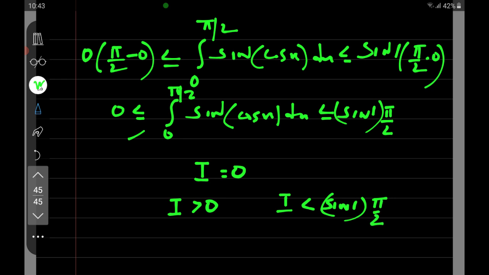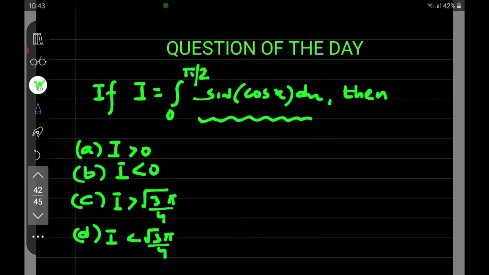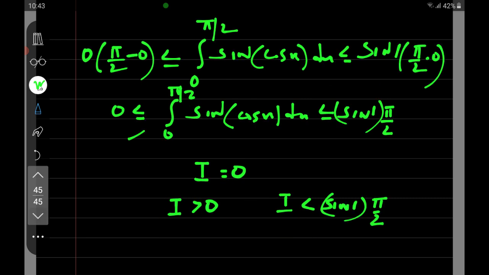If we look at the options here, we have the value of I less than 0 or greater than 0. So greater than 0 is right, and less than 0 is wrong. Now what about C and D? For that we have to improve this result. How can we improve this result?